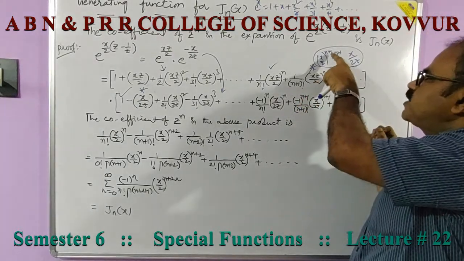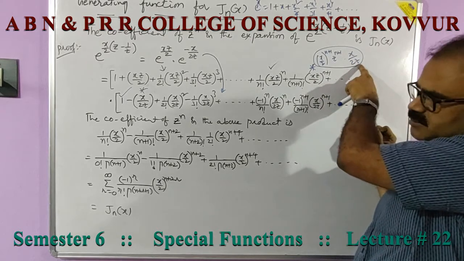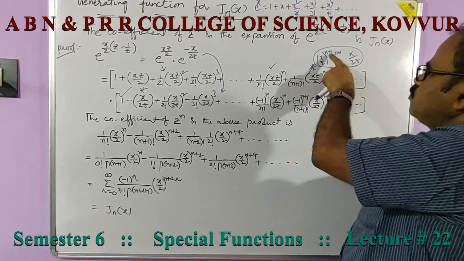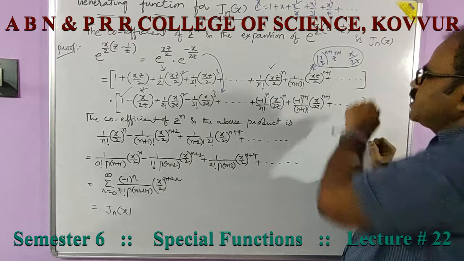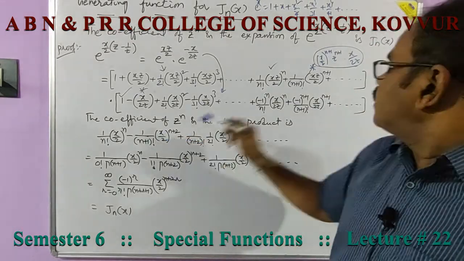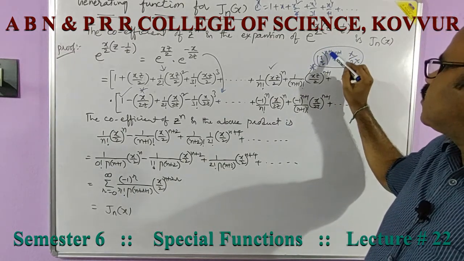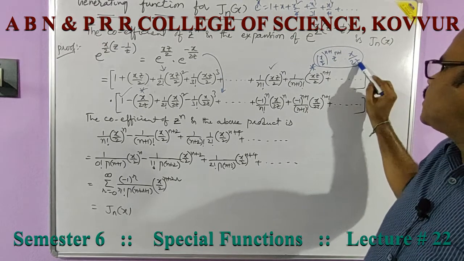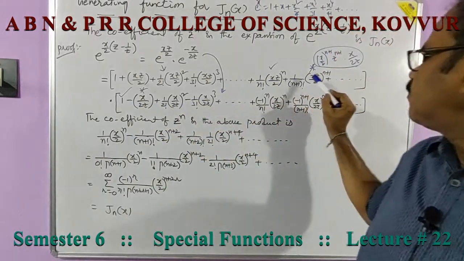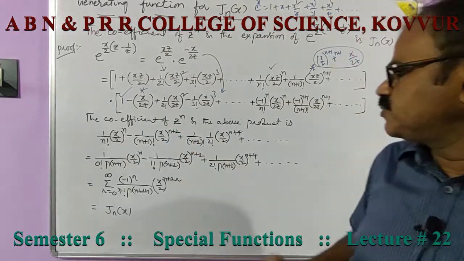The product is x by 2 power n plus 1, z power n plus 1, into x by 2z, that is x by 2 power n plus 2, z power n. So the coefficient of z power n is this. This is x by 2 power n plus 1, another x by 2 is here, x by 2 power n plus 2. This is z power n plus 1 by z, that is z power n. Therefore minus 1 by n plus 1 factorial x by 2 power n plus 2.